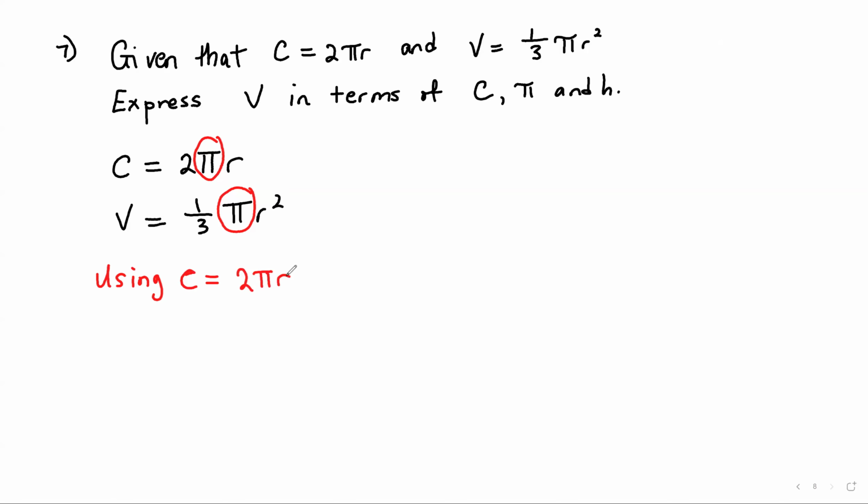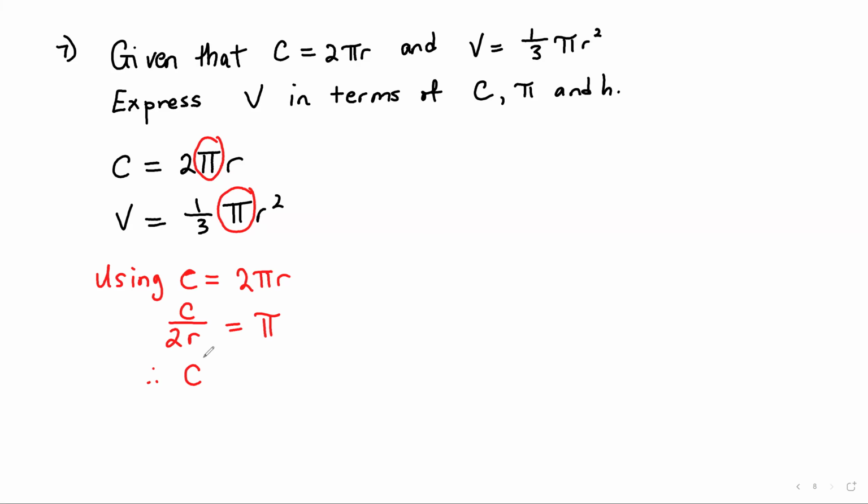C is equal to 2 pi r. So to make pi the subject, well, this literally means C is equal to 2 times r times pi. And as you know, multiplication is commutative, so it doesn't matter the order, right? So 2 pi r is the same as saying 2r times pi. So to make pi the subject here, I could divide by 2r. So pi is equal to C over 2r.